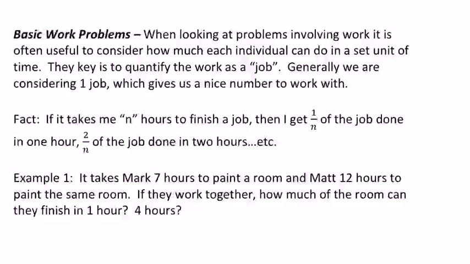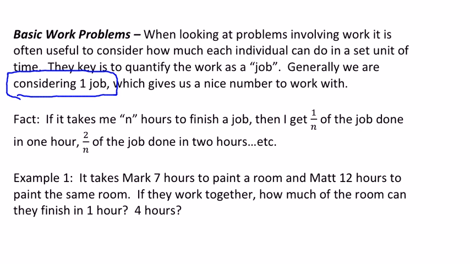And then generally we consider work in terms of a job. When you consider one job, that's really nice because it gives you a nice number to work with. One is a very easy number to work with. Just a quick fact there. If it takes you n hours to finish a job, then I get 1/nth of that job done in 1 hour, or 2 over n of the job done in 2 hours. So if I can finish a job in 4 hours, then I can do 1/4 of it the first hour, 1/4 the second, 1/4 the third, and 1/4 the fourth to finish the job. So we're going to use that fact to help us solve some problems.